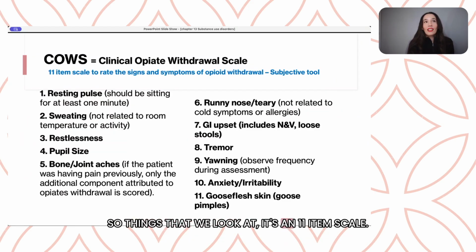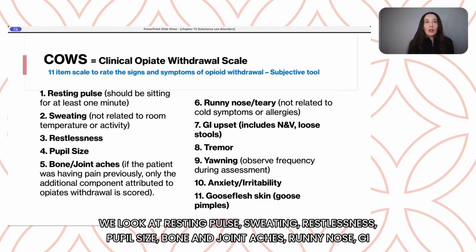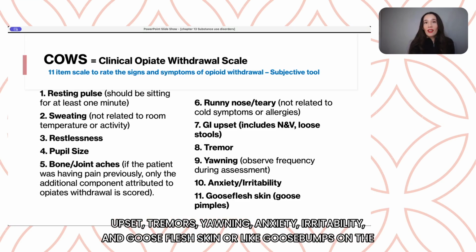So things that we look at, it's an 11-item scale. We look at resting pulse, sweating, restlessness, pupil size, bone and joint aches, runny nose, GI upset, tremors, yawning, anxiety, irritability, and goose flesh skin, or like goosebumps on the skin.